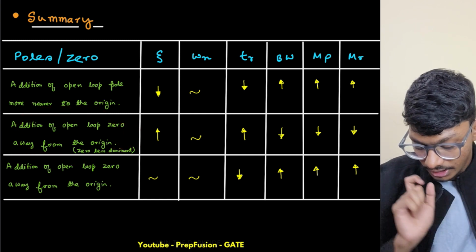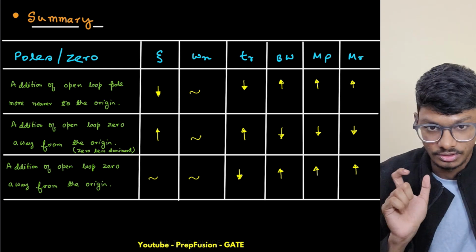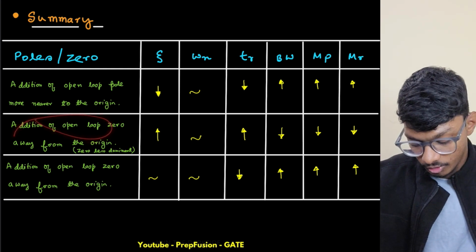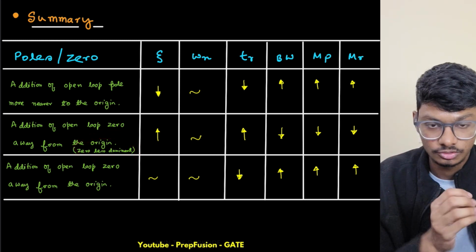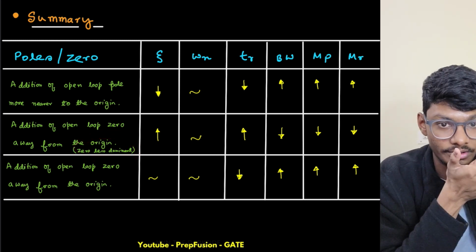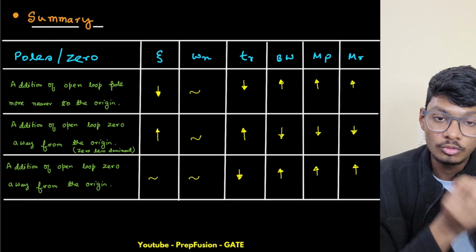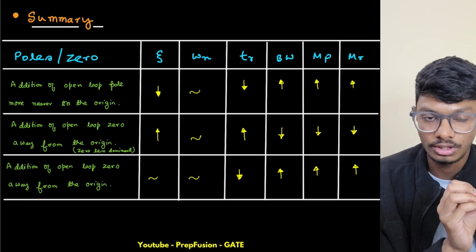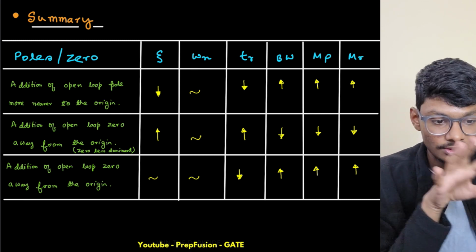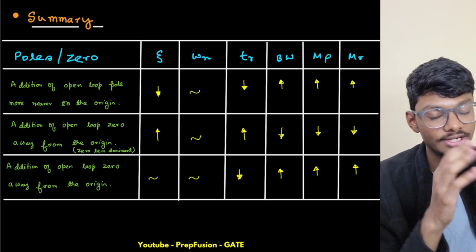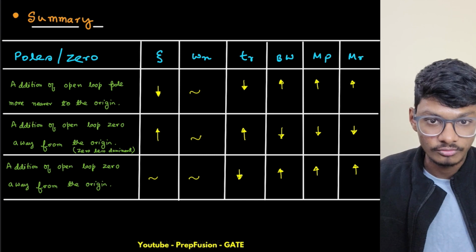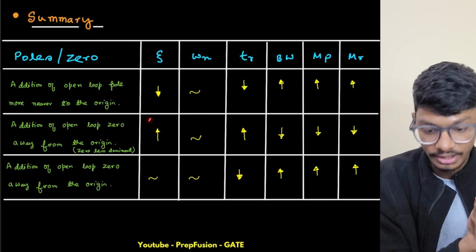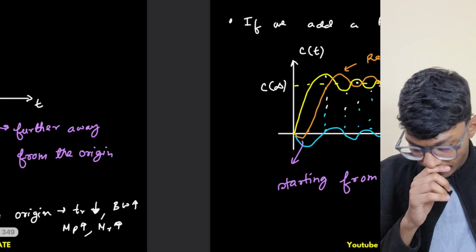If I add an open loop 0 away from the origin, much farther, open loop 0 I'm talking about, okay. And here I'm assuming that the 0 is less dominant. I'm not talking about the case where the 0 is more dominant, because from that point of view the calculation will be very difficult, okay, because if the 0 is more dominant, then the response will be the summation of those two, and it is very, very difficult to analyze that. If I add a 0 much further away from the origin, the 0 is less dominant, then my zeta will increase, okay.